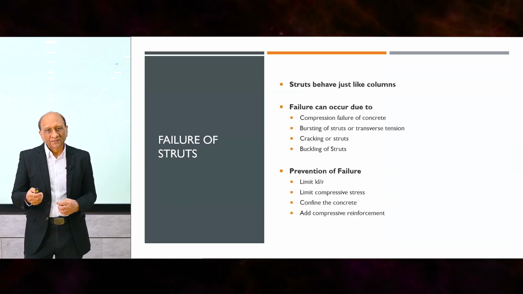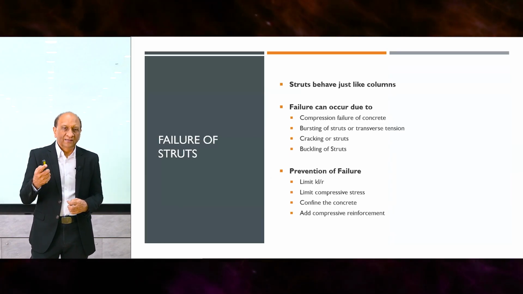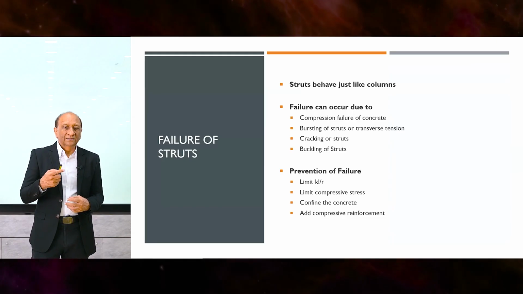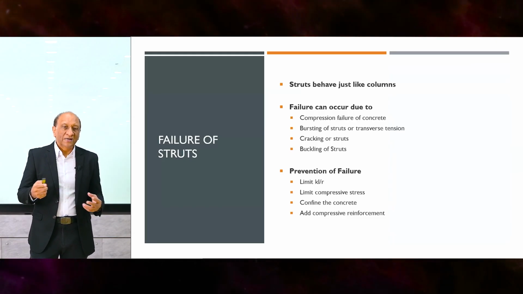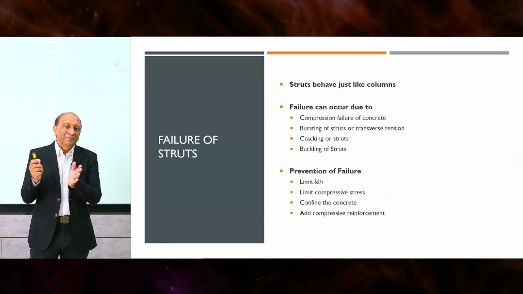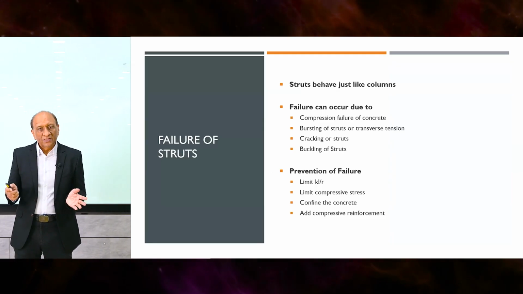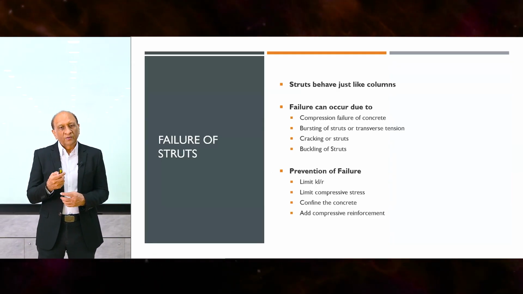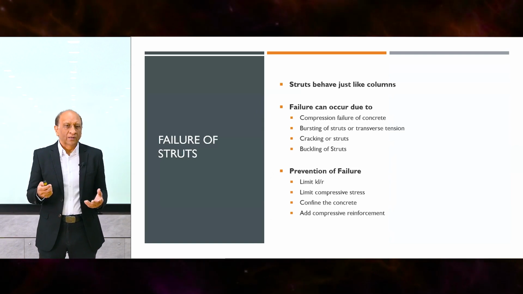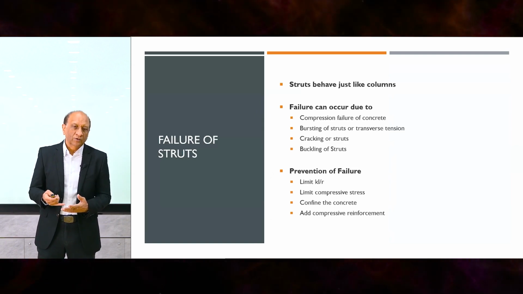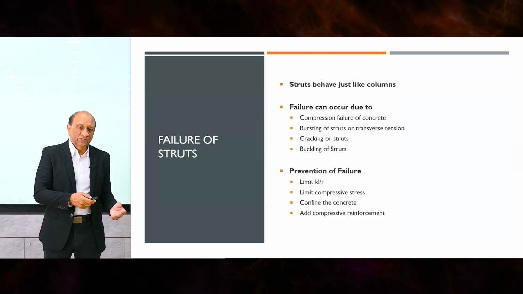So struts can fail just like columns. They can fail in compression, they can buckle, they can crack, they can burst. If it's a deep beam, very narrow, then they can burst out or they can buckle. And then we limit the KL/r ratio just like columns. So whatever can happen to a column, the same can happen to a strut.